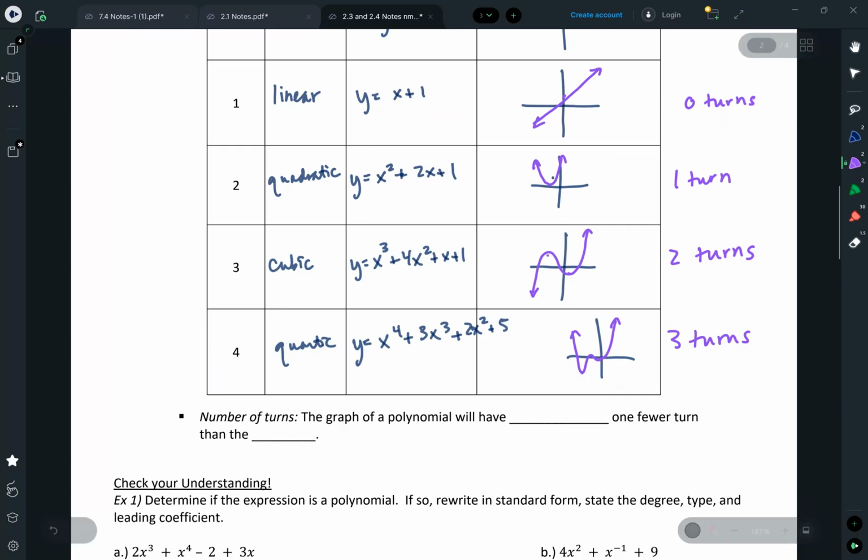So a graph of a polynomial will have no more than 1 fewer turn than the degree. And this sounds really confusing to me. So if your degree is x, it would have x minus 1 turns. So if your degree is n, then no more than n minus 1 turns.